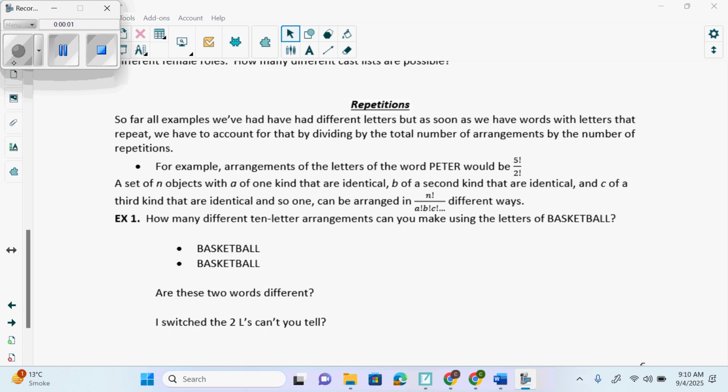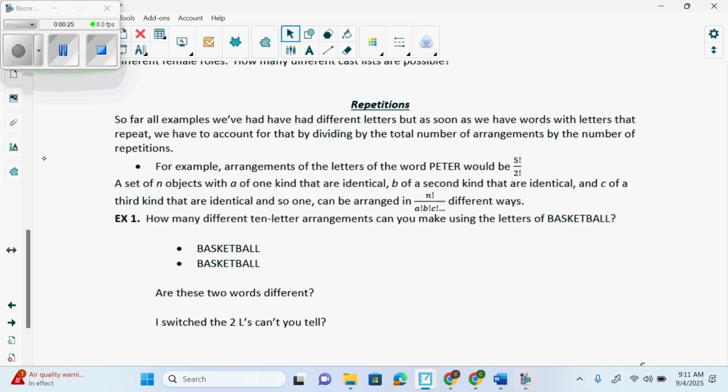Permutations, but they can have repetitions in them. So you can use the word pool or loop or Mississippi, something like that, or basketball. So here it says, so far all examples we have had different letters, but as soon as we have words with letters that repeat, we have to account for that by dividing the total number of arrangements by the number of repetitions. For example, arrangement for the letter Peter would be 5 factorial over 2 factorial.